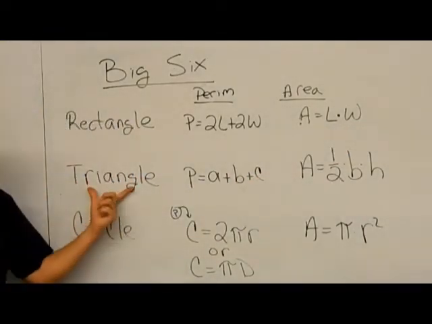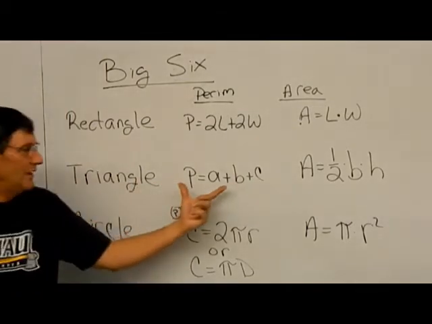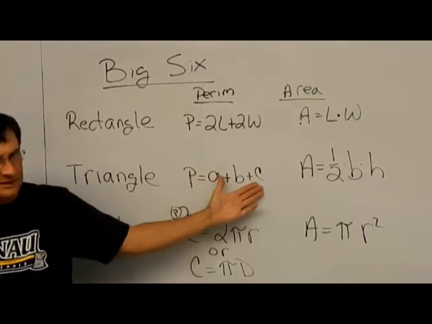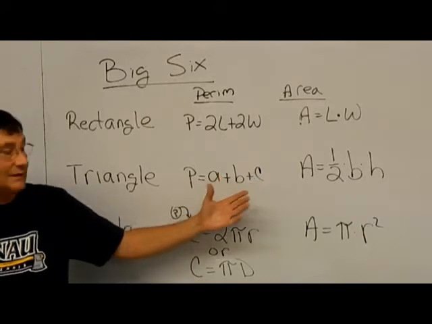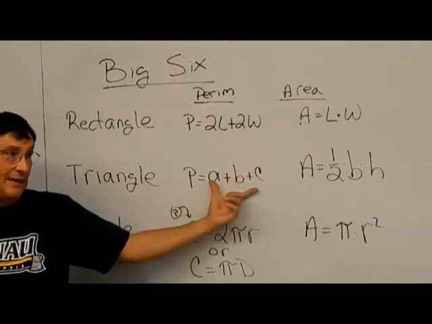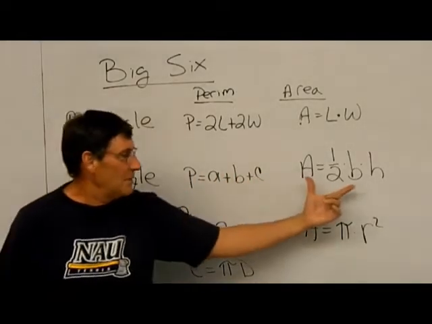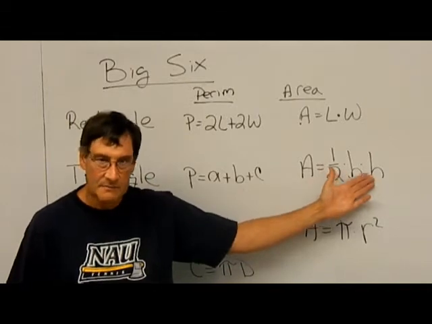Coming down here, the triangle, my personal favorite in the group. The perimeter of a triangle is this really flashy formula, A plus B plus C. Add the sides up. That's all this is saying: there are 3 sides, add them up. Pretty complex, right? For the area formula, most of you also know this one: 1/2 base times height.